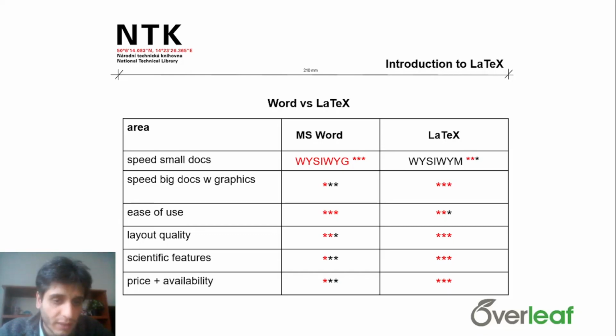Regarding the price and availability, we mentioned before that LaTeX is free of charge. You can use it on any platform, while Word needs a license. So you need a license in order to use Word.